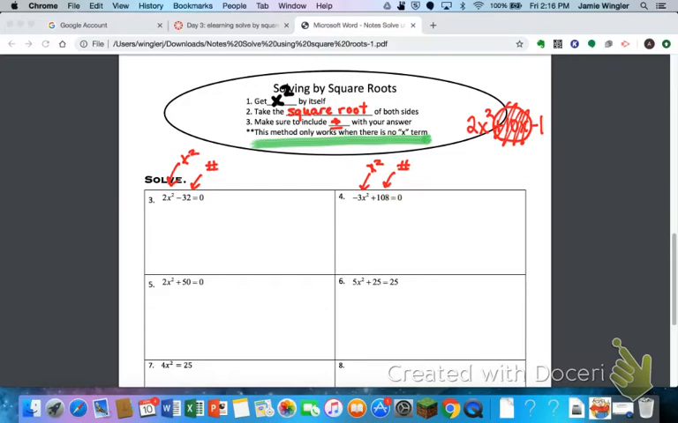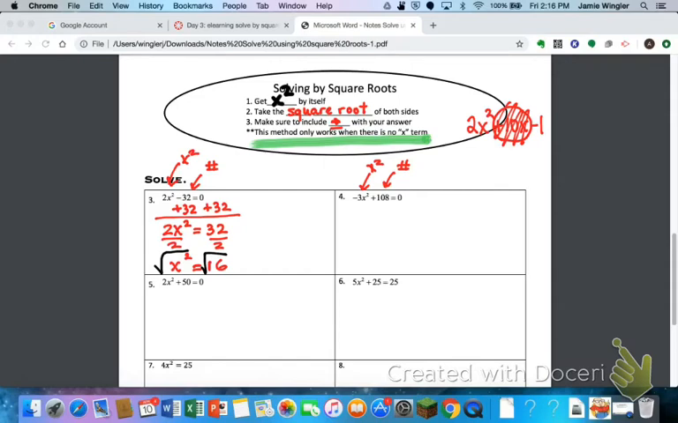To use the square root method, you want to get the x squared by itself. So if we're looking at number 3, that means I'm going to add 32 to both sides. That gives me 2x squared equals 32. Now I can divide by 2, and I get x squared equals 16. So the next step for me to solve this problem is to take the square root of both sides.